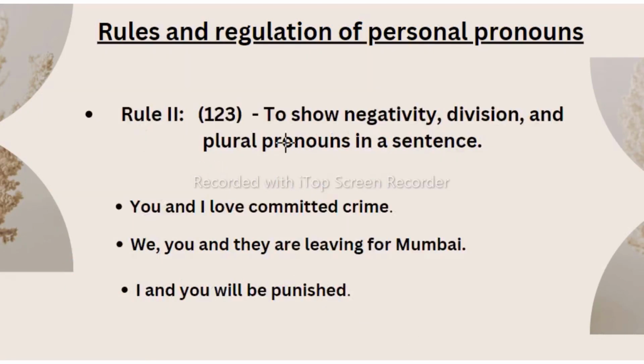Under this rule, I already taught you where we have to show the negativity, division, and plural pronouns. We have to follow this order 1, 2, and 3. So, you and I have committed crime. So you can see here students, crime, which is a negative term. So if we are showing the negative sentence, at that time we have to follow this order. You and I is not correct. First we have to use the first person, which is I. I and you have committed crime. Not this one. First we have to use I, then you.